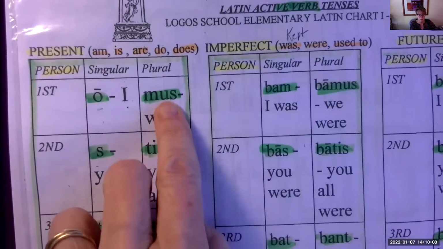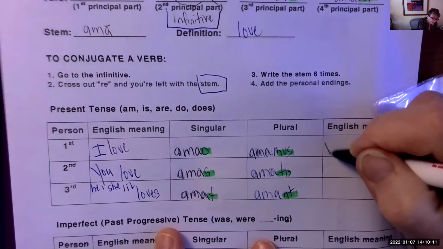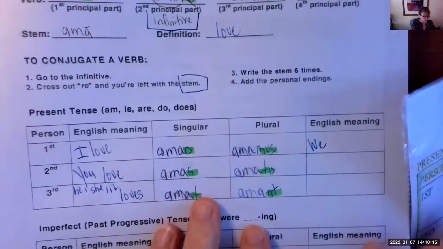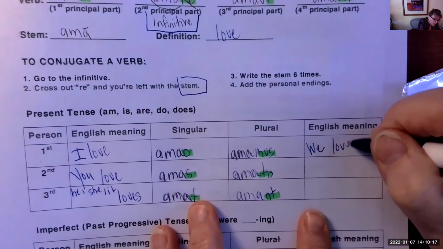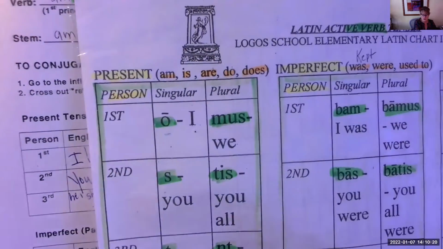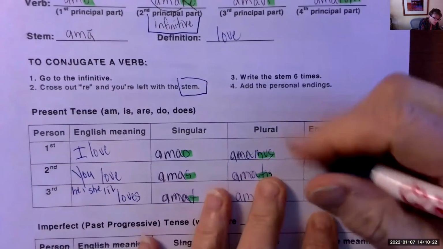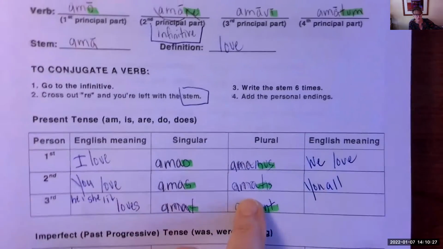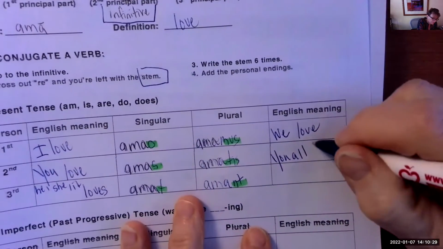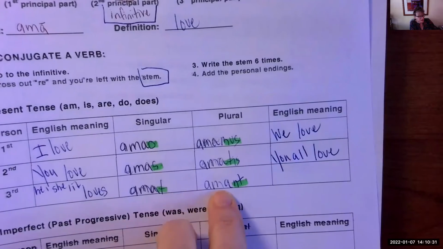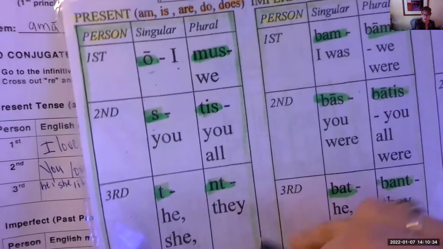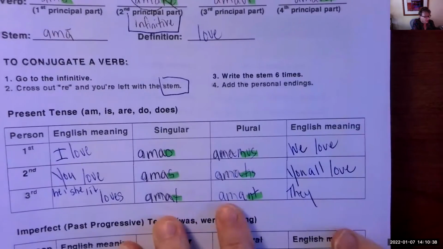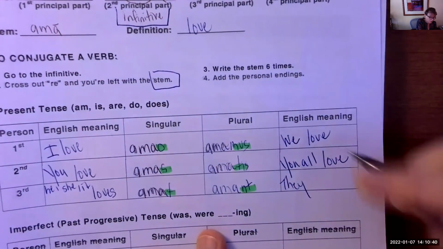All right, moving on to the plural section. Mus means we. So we're going to translate that we. And again, AMA means love. Okay. Then tis, we look at our sheet, it means you all, y'all, if you're from the South, and AMA, same thing, it means love, right? And nt, what does nt mean? It means they, okay, they. And AMA means love, okay?